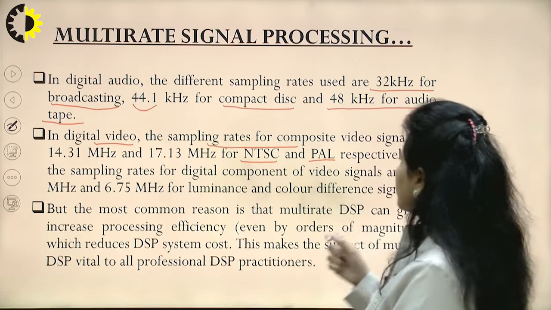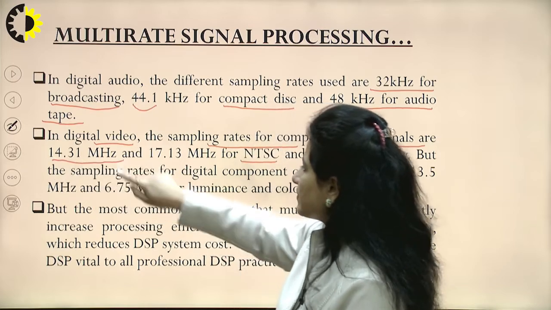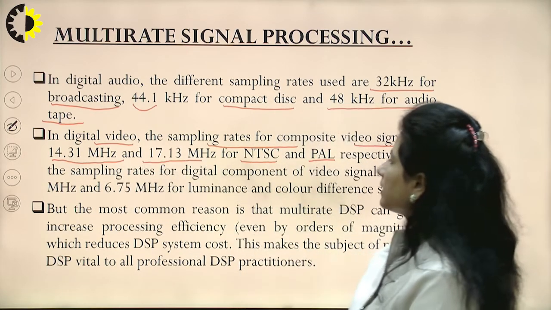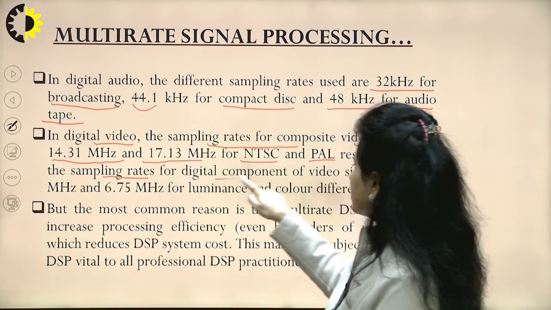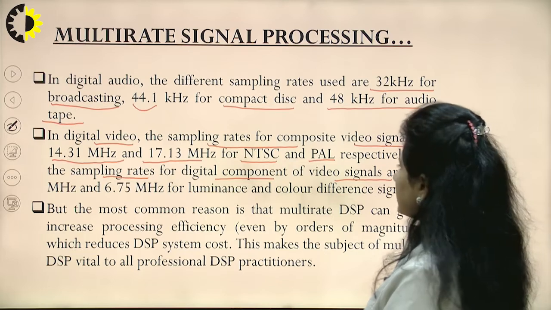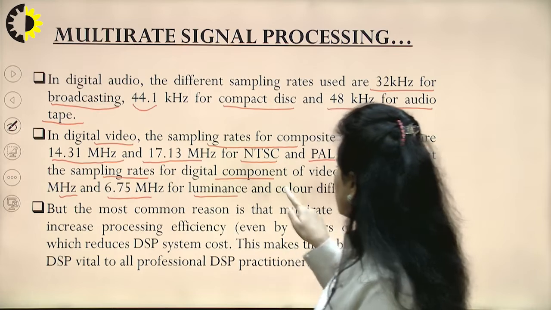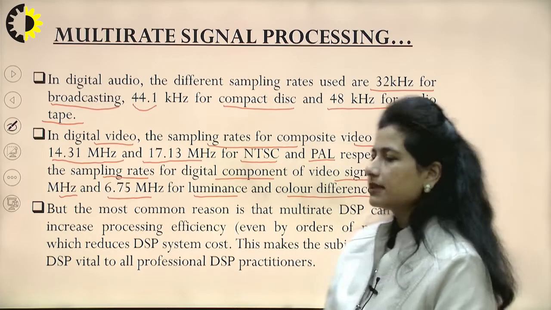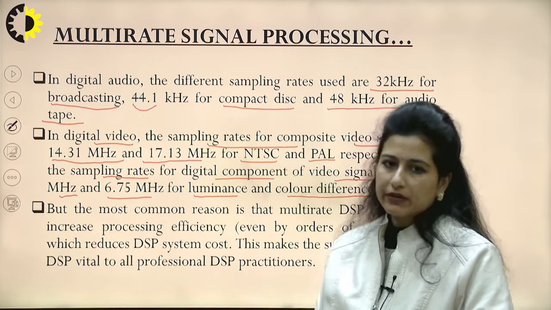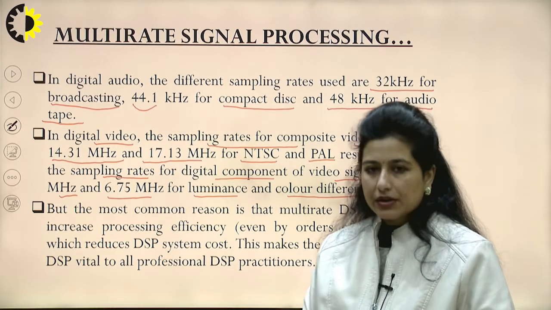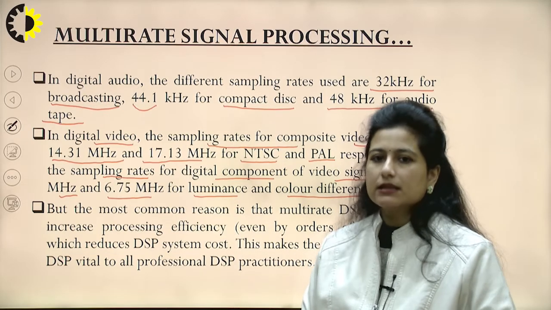In the case of the system, the video signals required are 14.31 megahertz and 17.13 megahertz, but the sampling rates for the digital component of the video signal are 13.5 megahertz and 6.75 megahertz for the luminance and the color difference signals. So the same piece of video would be required at different sampling frequencies depending upon whether a country follows the NTSC system of TV or the PAL system of TV.